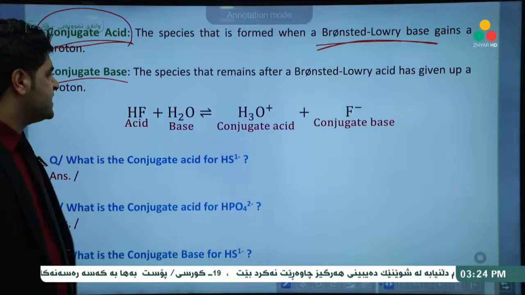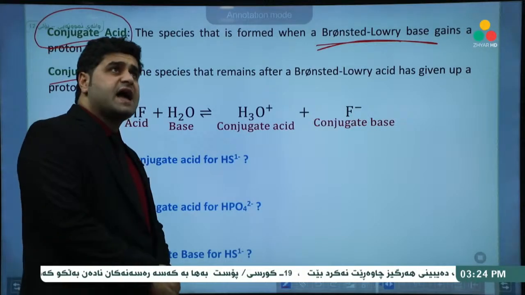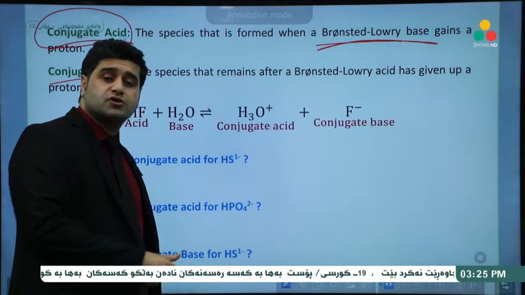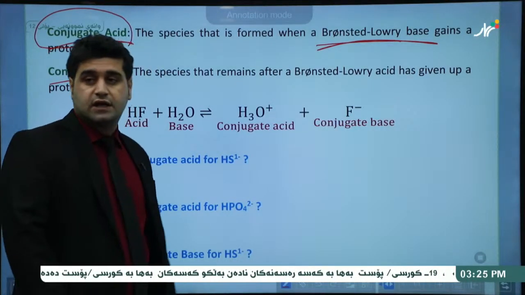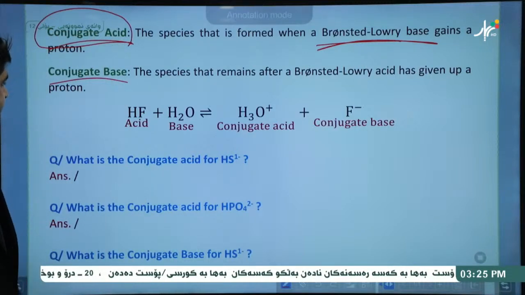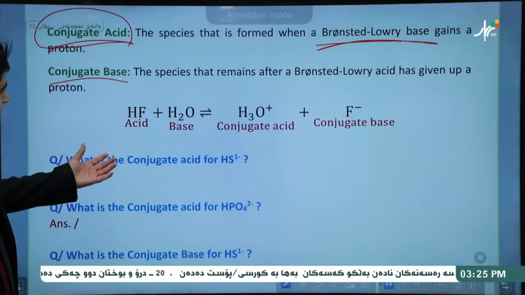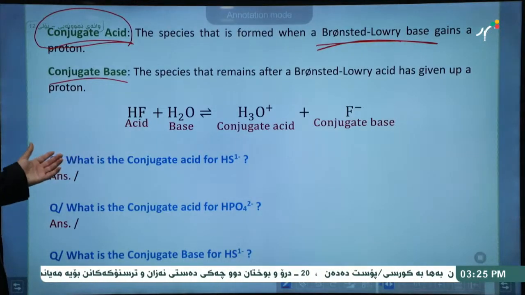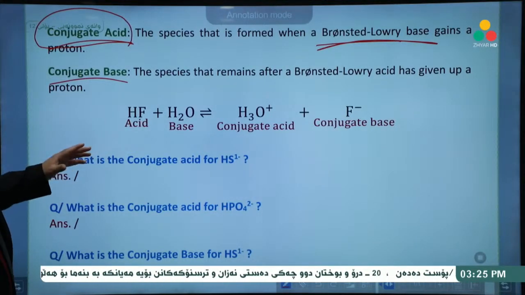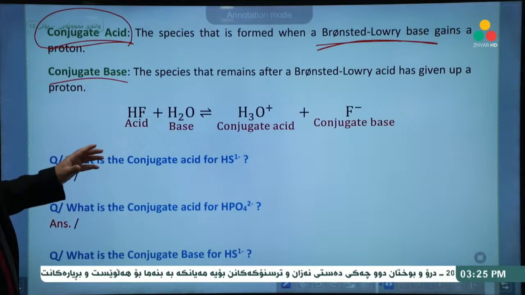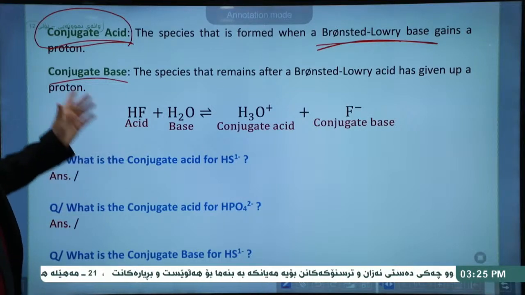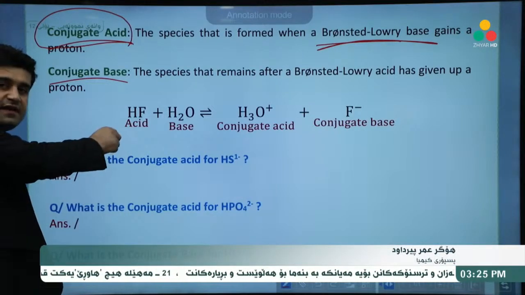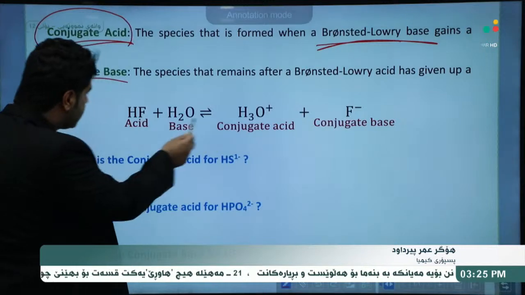What about conjugate base? Of course, if we have the acid compound and after releasing the proton, it will be a conjugate base. Let's see. Well, actually, I don't understand what is meant by a Brønsted-Lowry base gaining a proton or a Brønsted-Lowry acid releasing a proton for the conjugates. Well, we have this example. Let's take a look at this example.